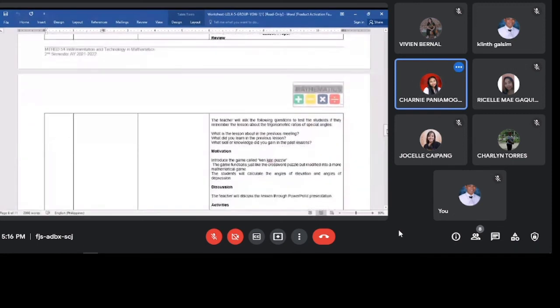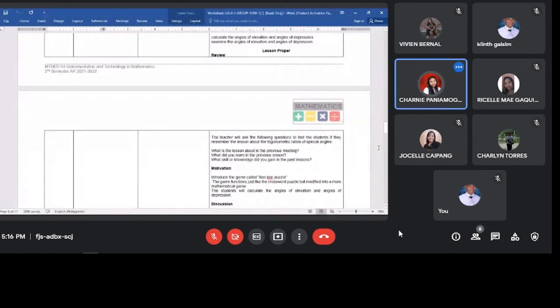For the lesson proper, the teacher will ask the following questions to test the students if they remember the lesson about the trigonometric ratios of special angles. What was the lesson about in the previous meeting? What did you learn in the previous lesson? What skill or knowledge did you gain in the past lessons?